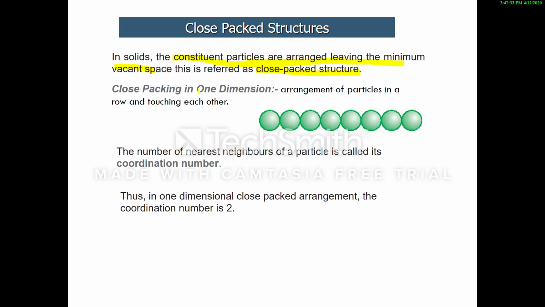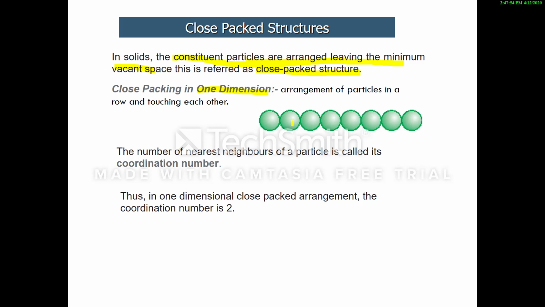First of all, see close packing in 1 dimension. Now in this case, the particles are arranged in a row and touching each other. We are assuming that the particles are spheres in size, and if they are in one row and touch each other, then this is called close packing in 1 dimension.